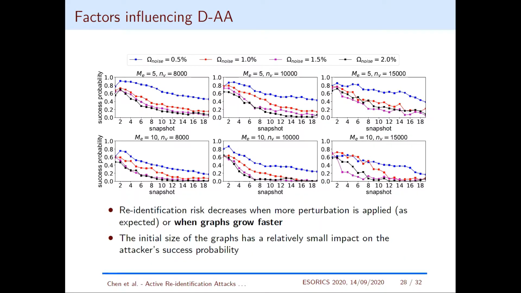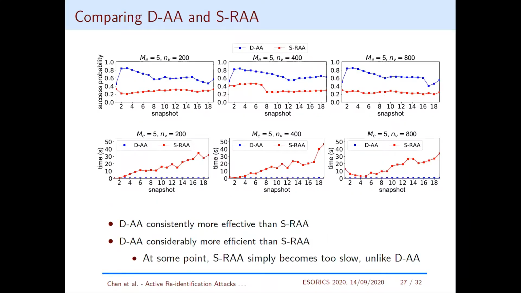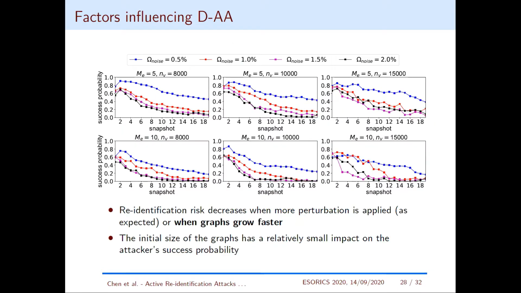From this additional graph, first we can see that the dynamic attack is applicable on considerably larger graphs. Here we can run it for graphs that start at 15,000 nodes, whereas in the previous graph, the largest graphs where we were able to run it started at only 800 nodes.